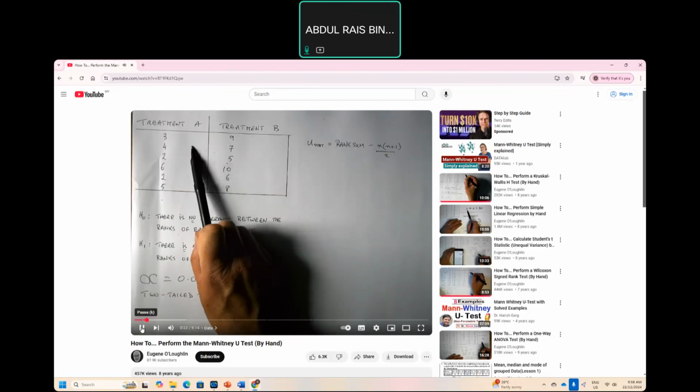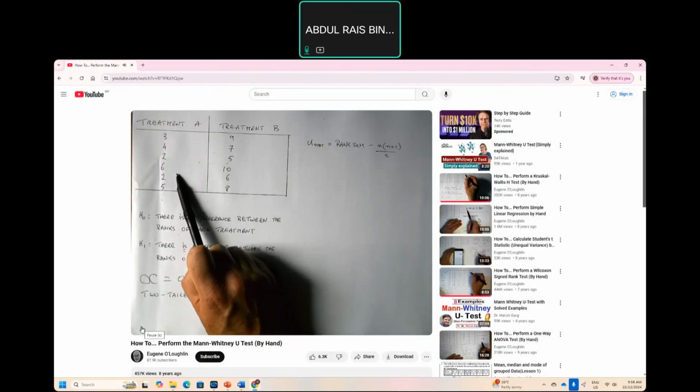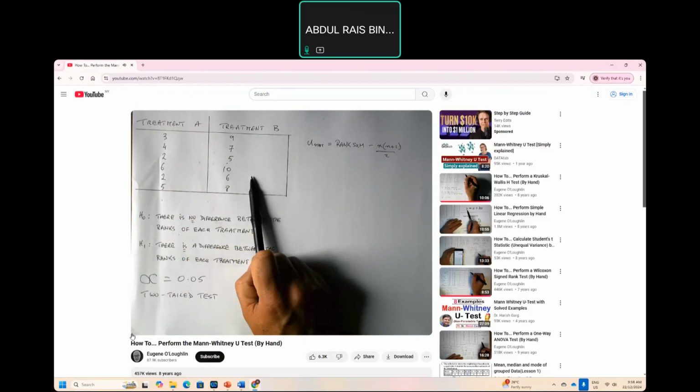Two treatments, treatment A and treatment B. And these are scores or ratings by 6 people for treatment A and ratings by 6 people for treatment B.